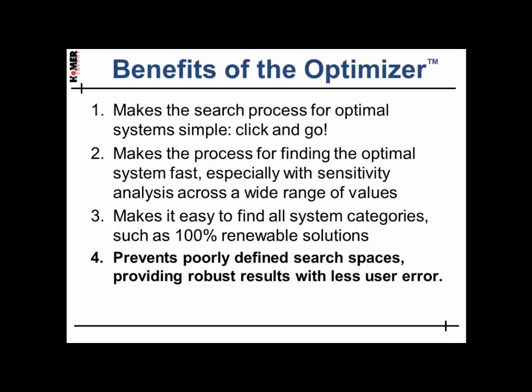And fourth, the optimizer helps you to get robust results by reducing user error when specifying the search space. Improper use of the search space was, previously, the single most common source of user error.